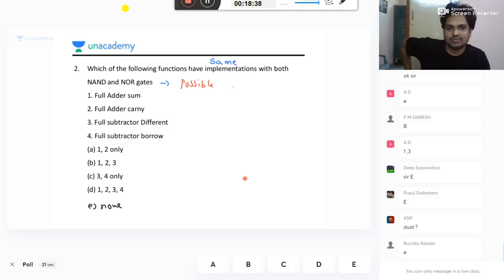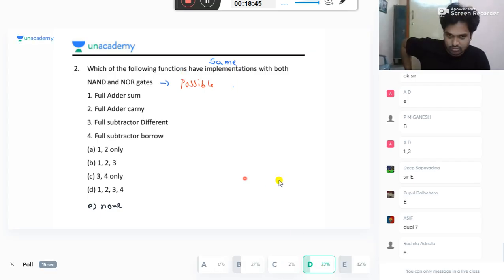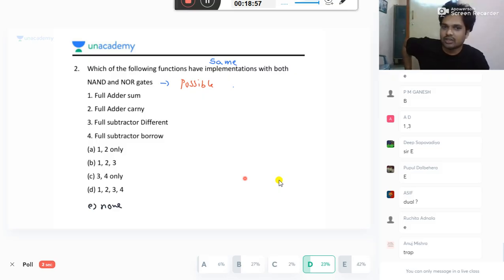This is one method. If you don't want, you can do like this also. Qn plus 1 equal to, formula is what? J Qn bar plus K bar Qn. So what is your J Q bar? Plus K bar into Qn.